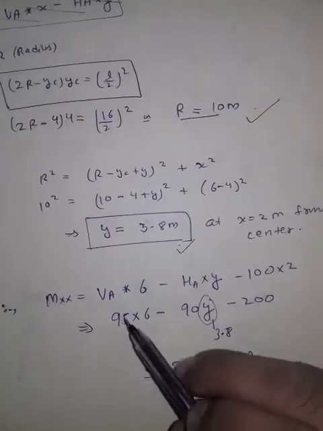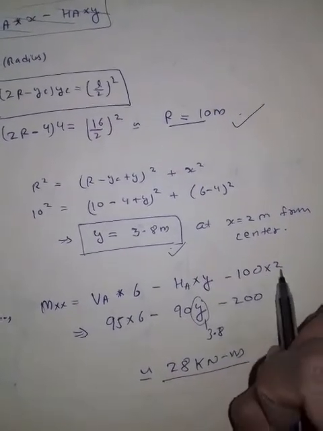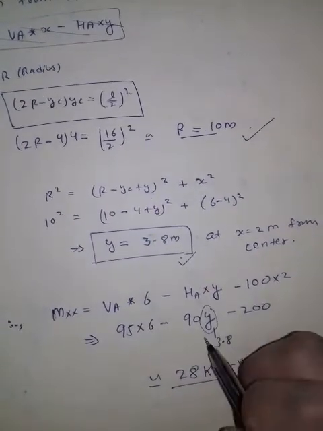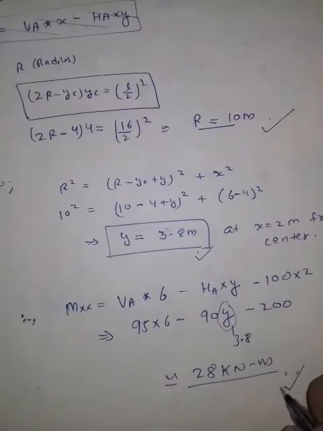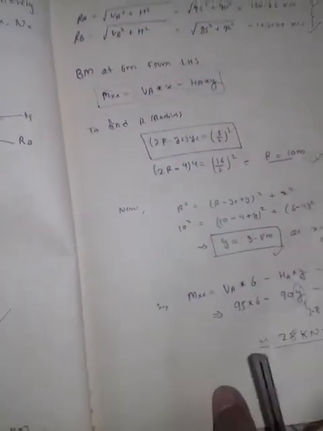So this is the equation: Va multiplied by 6 minus Ha into y minus 100 multiplied by 2. We know the value of Va, Ha, y. Put these values in this equation and we calculate the bending moment, 28 kilonewton meter. So now we have to find the radial shear and the normal thrust.